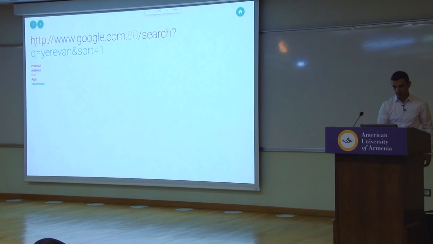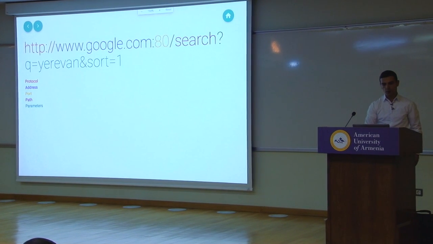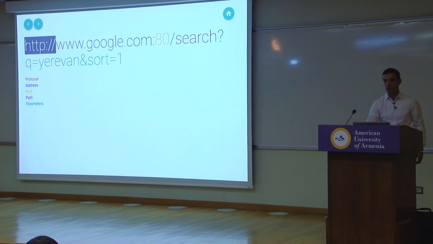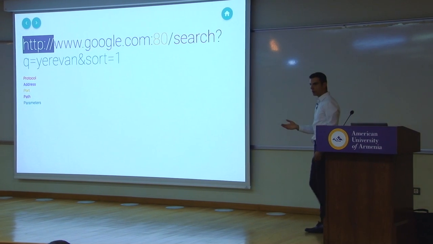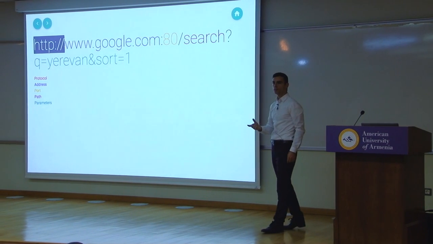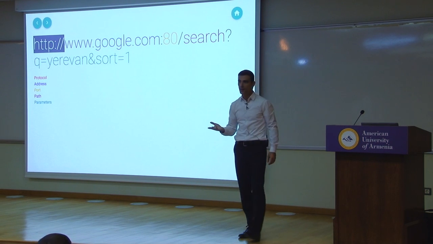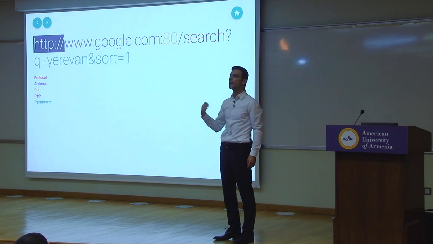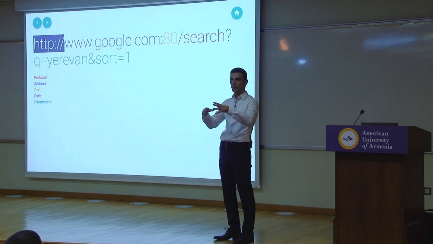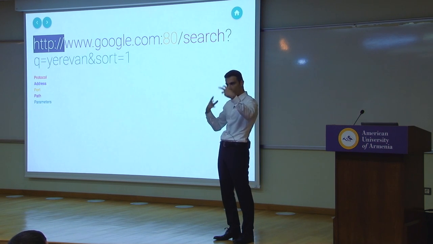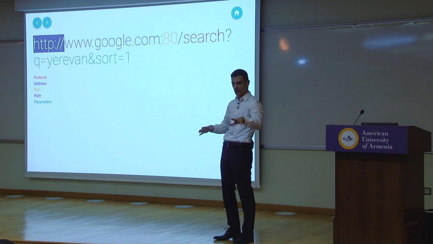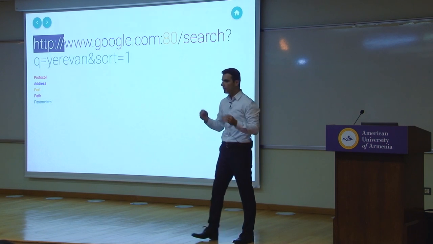So here's an example. The first part, the http://, that's the protocol. And what is a protocol? Again, it's just a rule. It's a mechanism by which all the various parties on the network are going to agree, okay, this is how we're going to do things. It's that simple.